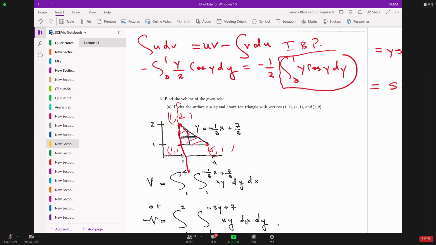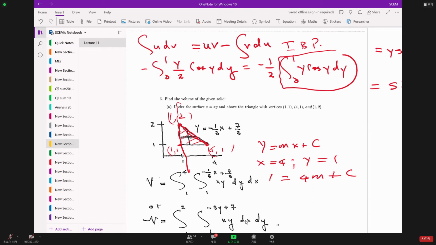Now all we need to do is this line. In general, that line is y equals mx plus c. That's the general equation of a straight line. Now, when x equals 4, y equals 1. Substitute: 1 equals 4m plus c.